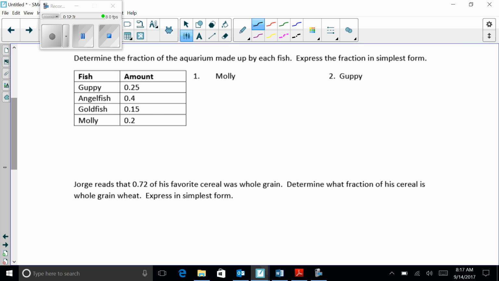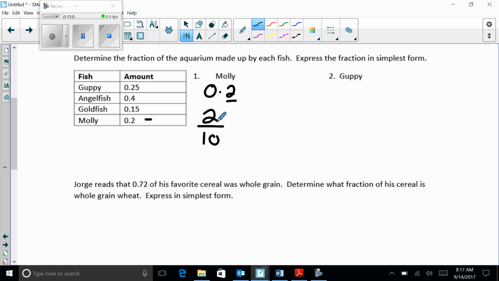So mollies. Mollies are over here, and this is 0.2. To read it, we know that the 2 is in the tenths place, so I know my denominator is going to be the 10, and then the 2 is going to become my numerator. So my fraction becomes 2/10, but that's not simplified.